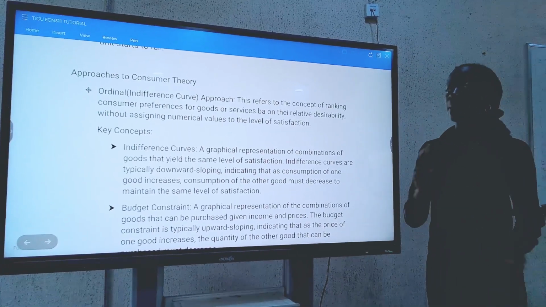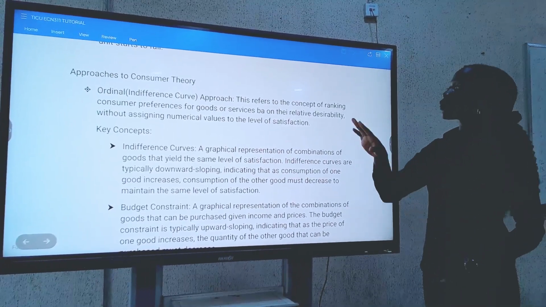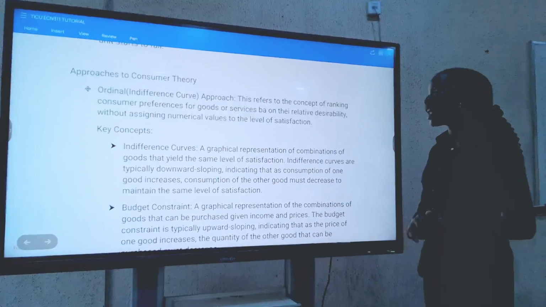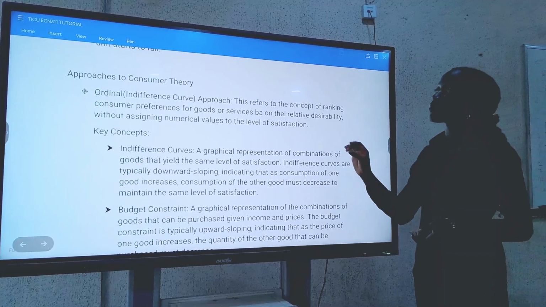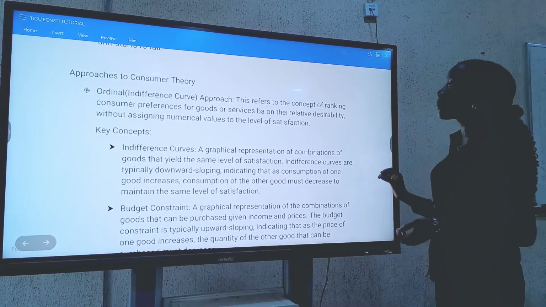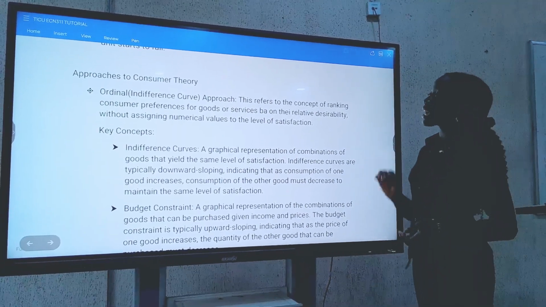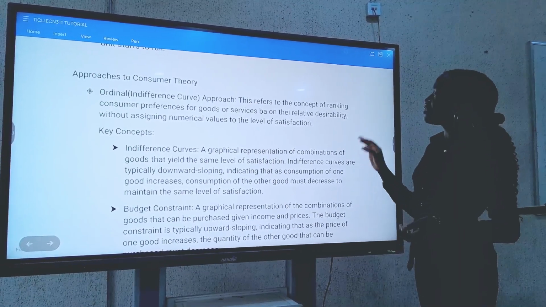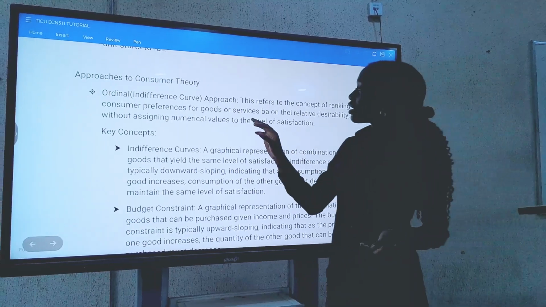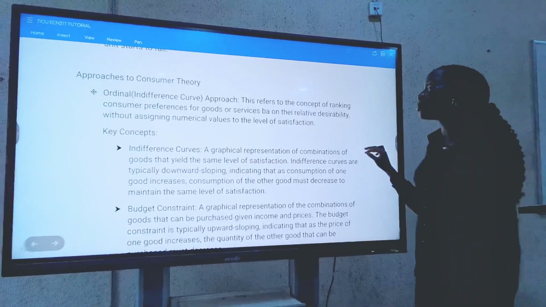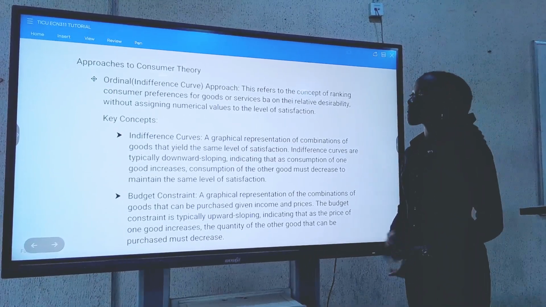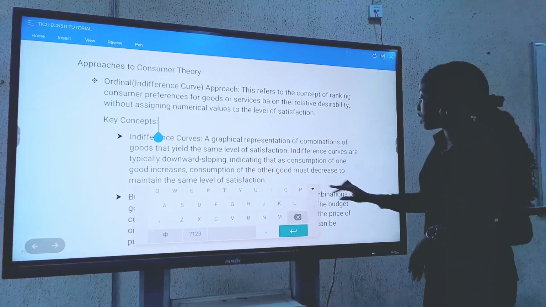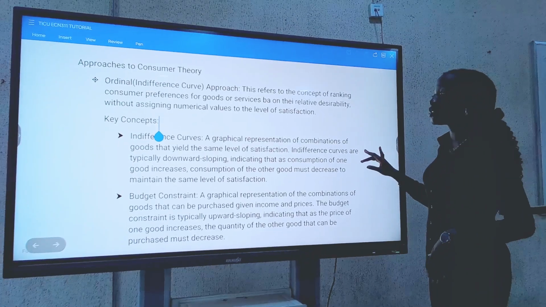So now there are approaches to consumer theory. There are two main approaches to consumer theory, and the first one is the ordinal approach, and the second one is the cardinal approach. So I'll be looking at the ordinal approach first. The ordinal approach, also called the indifference curve approach, refers to the concept of ranking consumer preferences for goods or services based on their relative desirability, without assigning numerical values to the level of satisfaction. When I explain the cardinal, I will explain the differences between the two.